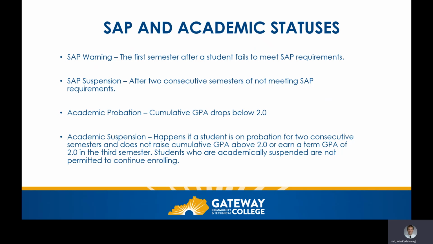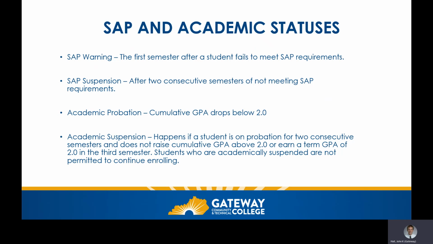Now these differ from some academic statuses that students may also see, and we just want to explain that too so there's no confusion. Students will be placed on what's called academic probation whenever their cumulative GPA drops below a 2.0. With academic probation, you can still get financial aid and you can still enroll in classes. It's really just a warning.